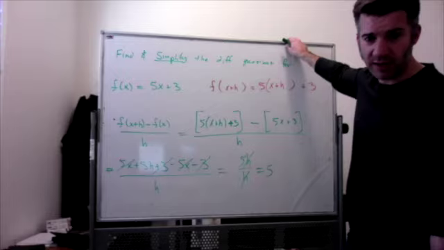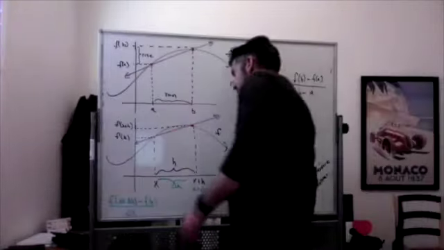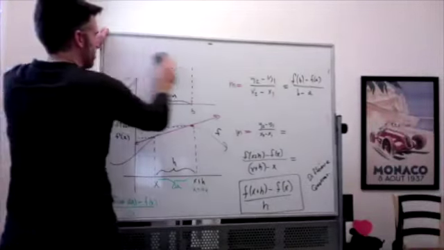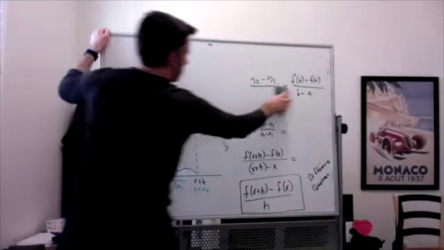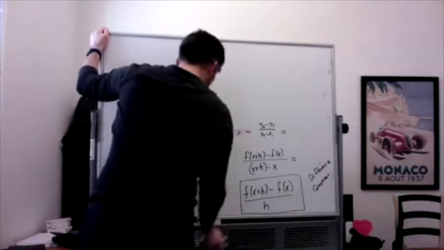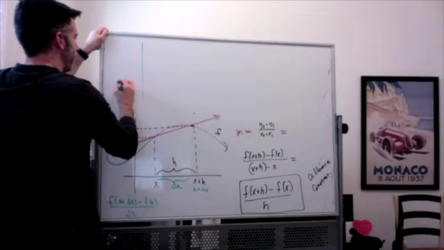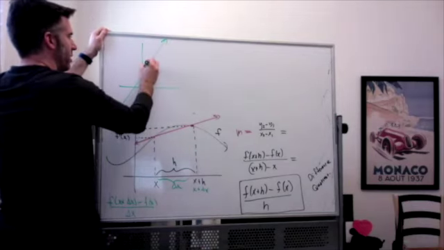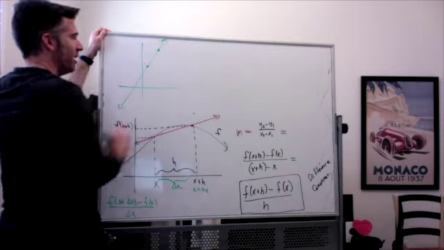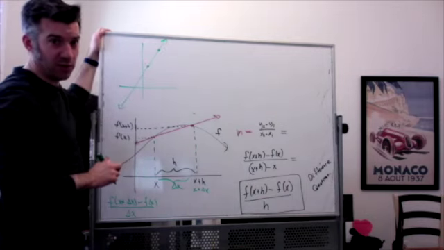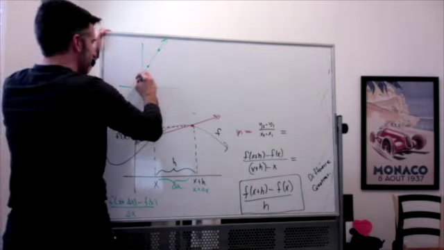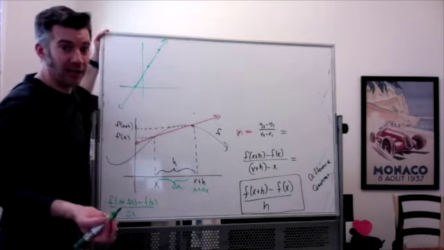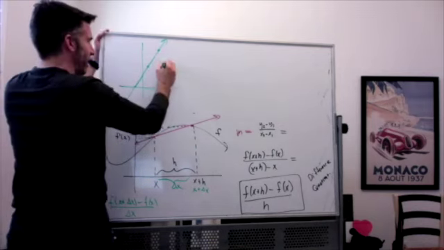If you graph the line y equal to 5x plus 3, it looks something like this. And if you pick a point here and a point here, and you find the slope of the line between those two points, well, the line between those two points is the same line. And what's the slope of that line? Y equal to 5x plus 3.